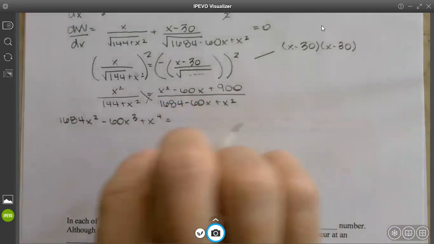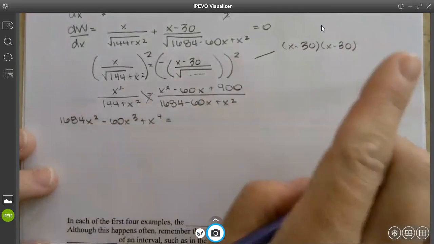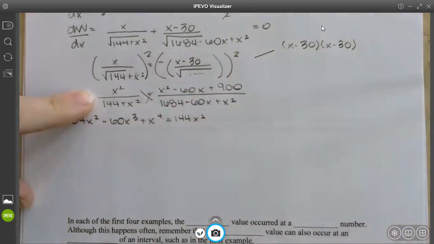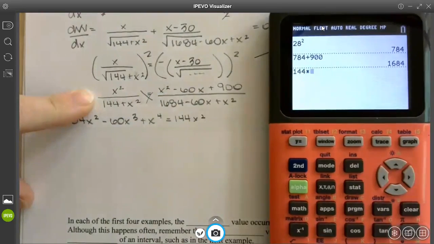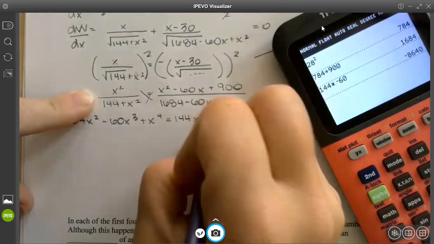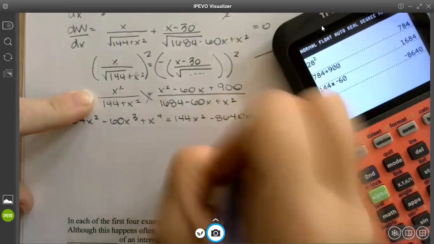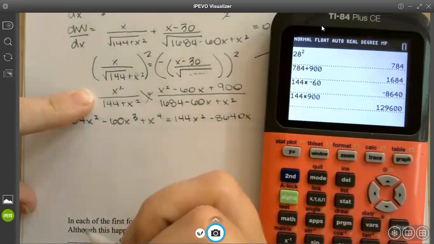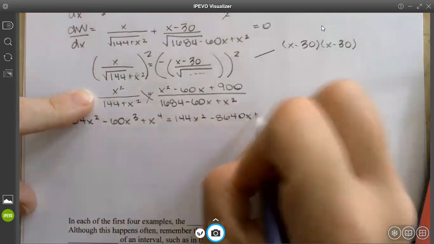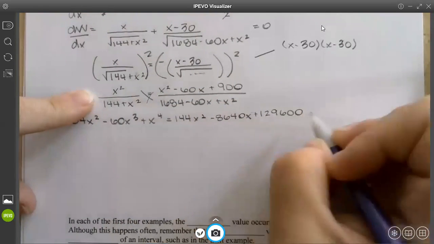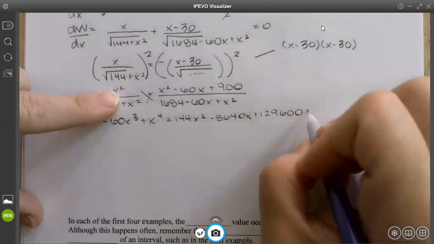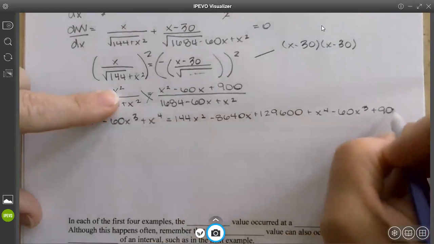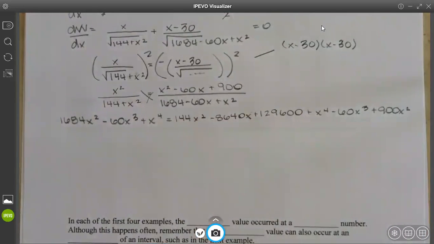On the other side, you're going to multiply everything by 144 and then everything by x squared. So 144 x squared. 144 times negative 60 is negative 8640x. 144 times 900 is 129,600. And then multiply everything by x squared. So plus x to the fourth minus 60x to the third plus 900x squared.